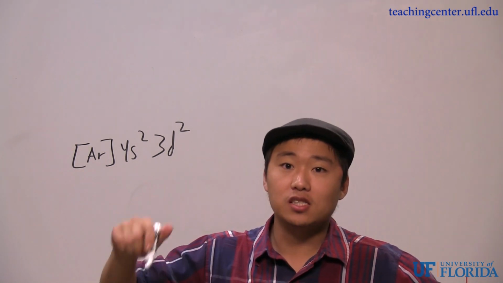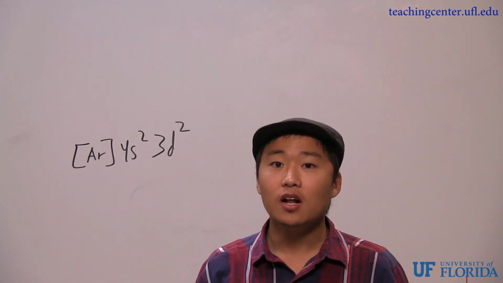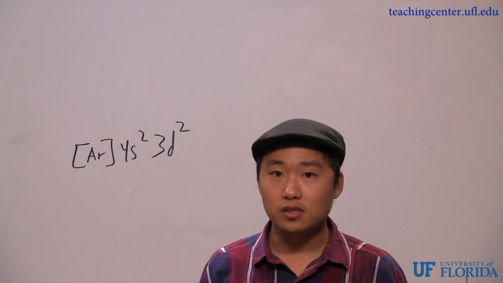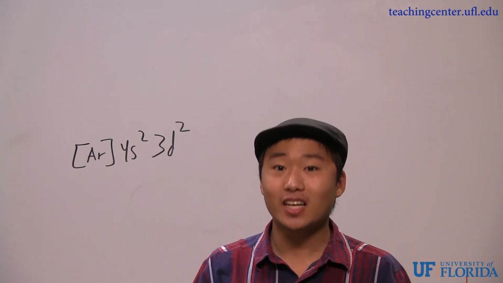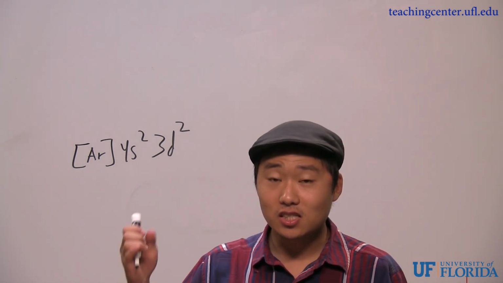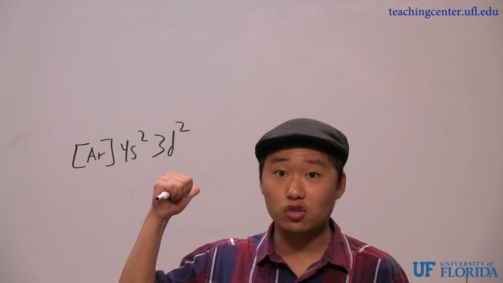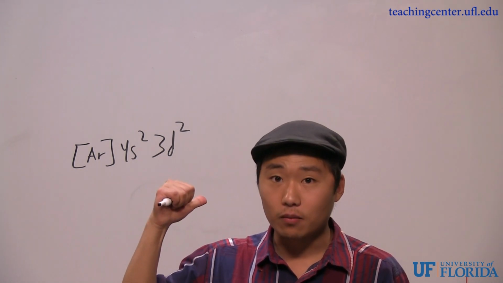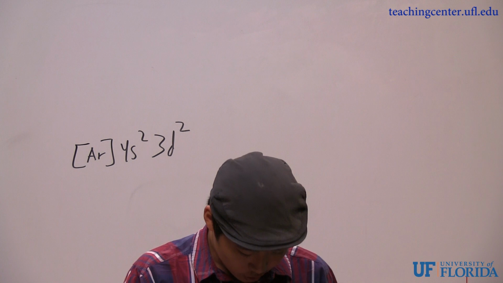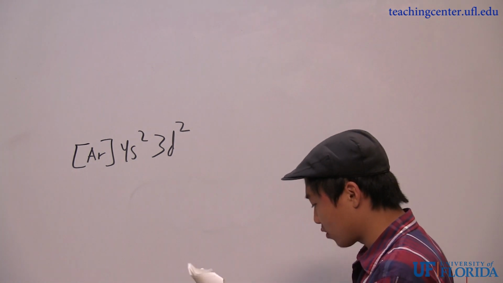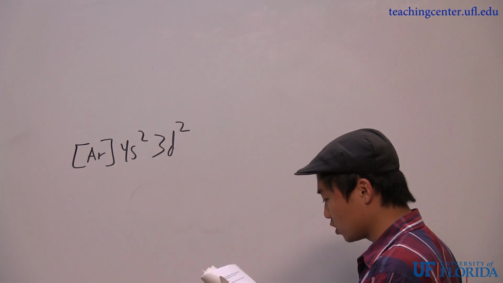A ground state means that it's the most stable position, which means it has all of its electrons. So since we know that this has all of its electrons, we know that this is an atom. So, it says here, which element has the ground state configuration of Ar 4s2 3d2?